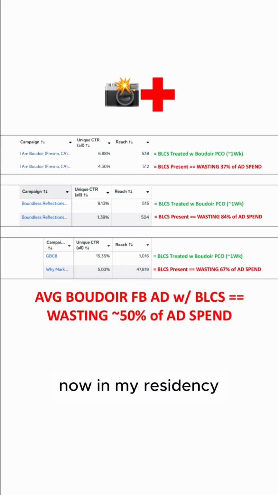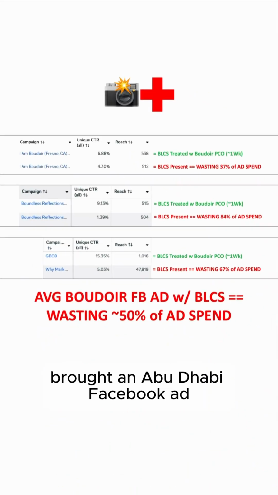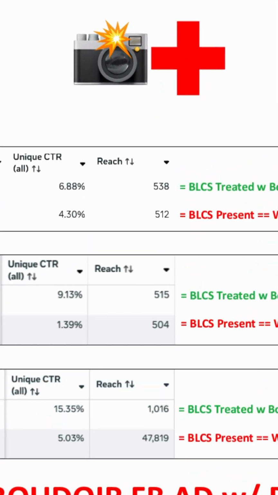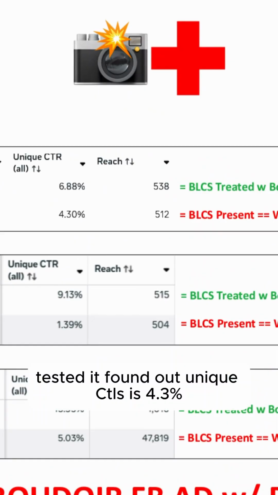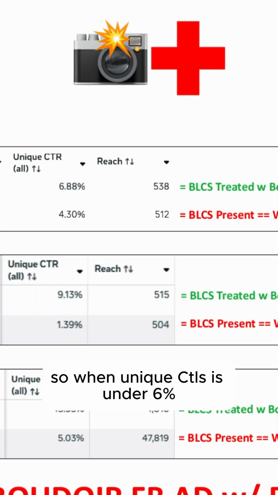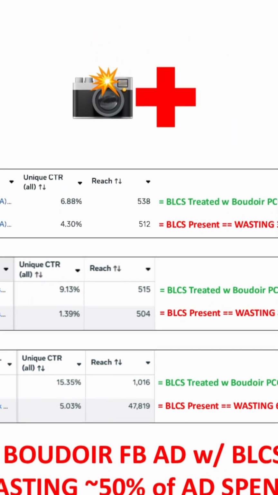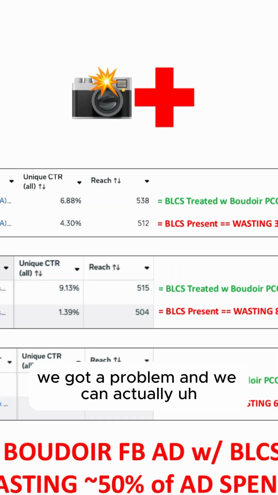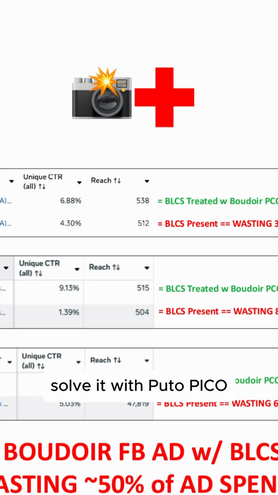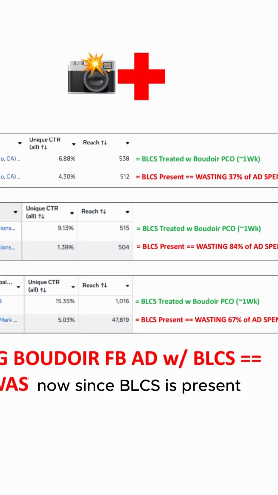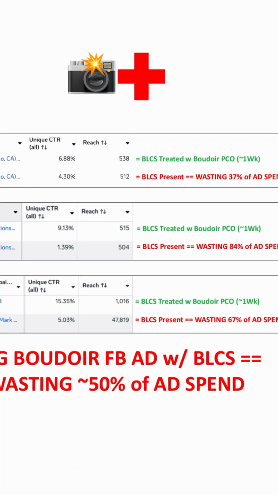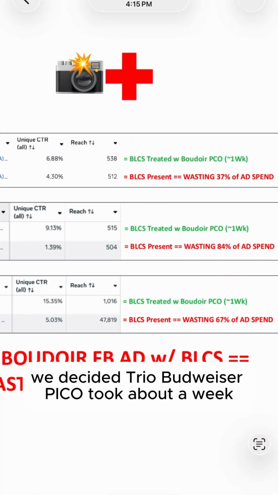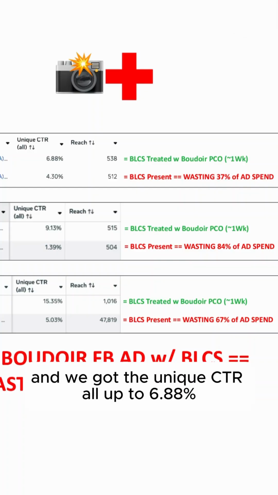Now, in my residency, I brought in a Boudoir Facebook ad from out in the wild to the hospital, tested it, and found out its unique CTR is 4.3%. So when unique CTR is under 6%, we know that BLCS is present. And when BLCS is present, we got a problem and we can actually solve it with Boudoir Pico. Now, since BLCS is present, we decided to try Boudoir Pico, it took about a week, and we got the unique CTR up to 6.88%.